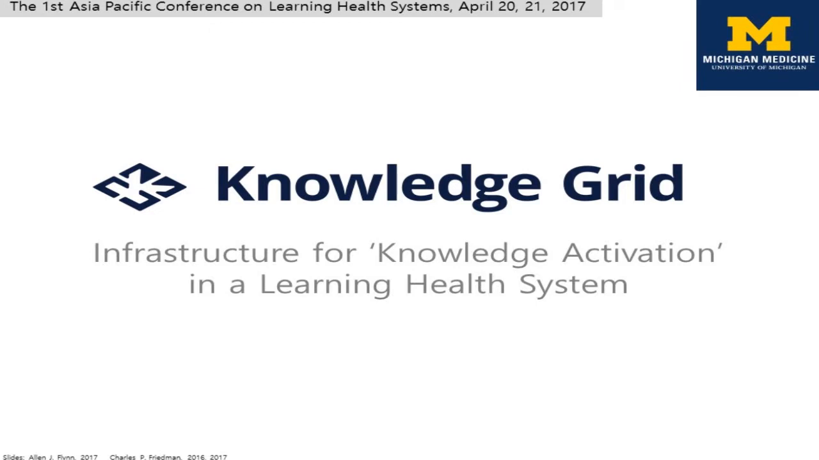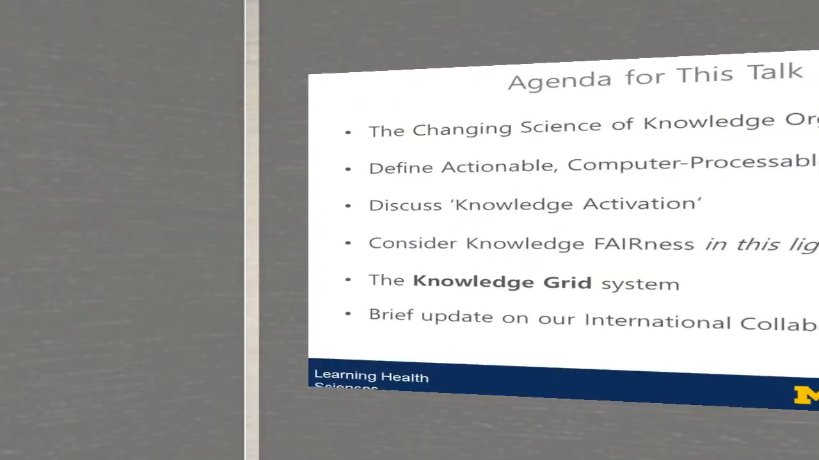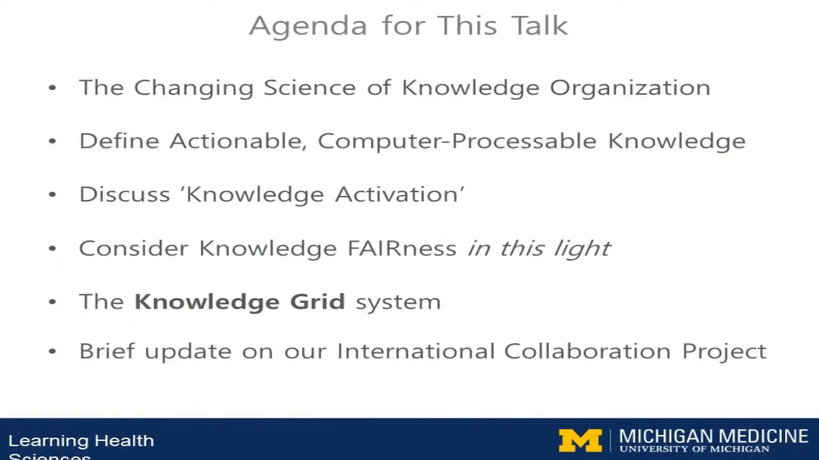Okay, so here's my agenda. I wanted to cover these points. I think there are 6 of them, if I counted correctly. We're going to talk about knowledge organization. I'll point out a major change over time in the way we're organizing knowledge, and you're going to see how we're making use of that in the work that we're doing. And then I need to define something: when I say actionable, computer processable knowledge, we need to define that, so I will. And then we'll discuss this idea of knowledge activation.